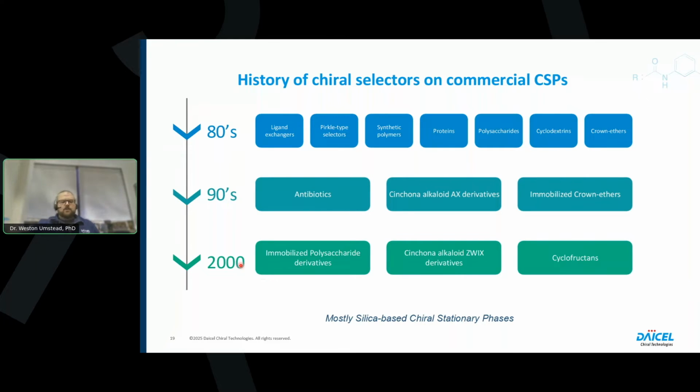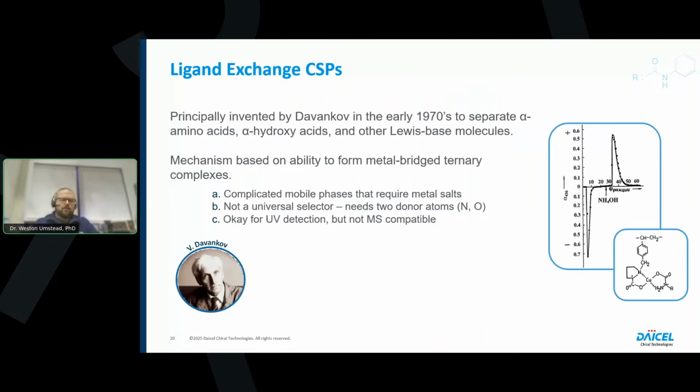In the 90s, though, and 2000s, there have been other innovations. Primarily, we've started to see things like immobilization starting to become more readily available in the crown ethers first, but then from Daicel with the polysaccharides in the 2000s. We've also seen some specialty selectors showing up, things for anion exchange and zwitterionic chiral separations. So let's start our journey back with the ligand exchange phases, which are one of the first examples of chiral phases that were developed in the early 1970s.